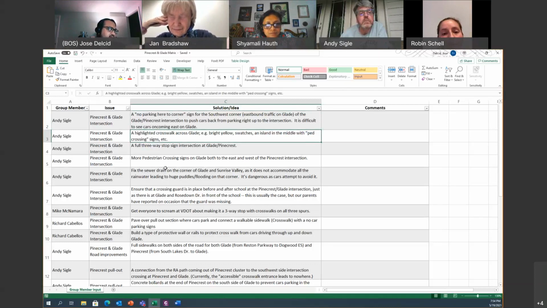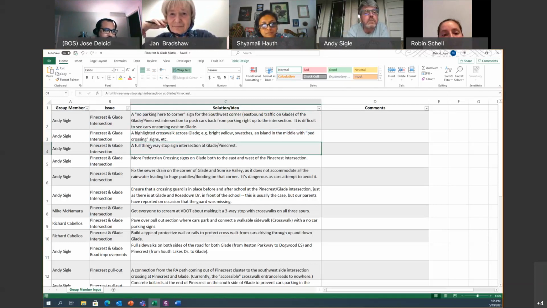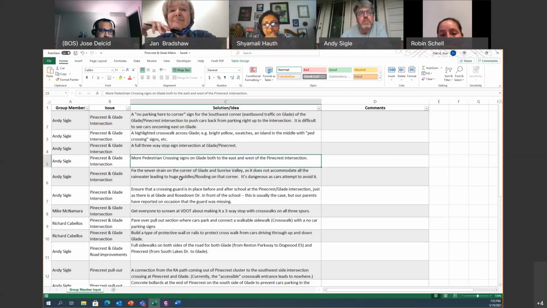He also suggested a highlighted crosswalk at Glade in general, bright yellow swatches, an island in the middle with the ped crossing signs, etc. And then what the group already chimed in on and provided some positive feedback on is a full three-way stop. Additionally, more pedestrian crossing signs on Glade, both to the east and west of the intersection. I think we only have two, but it's not a four-way crosswalk, in each direction.